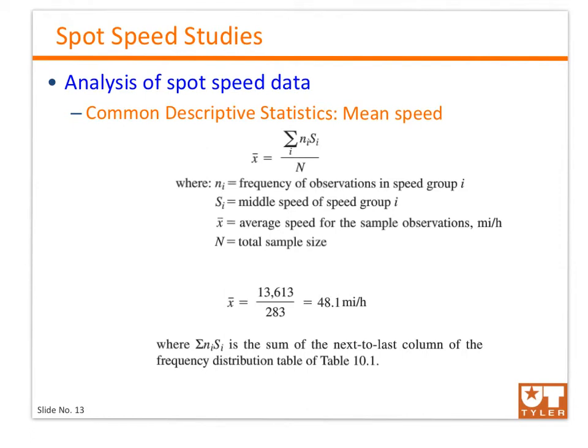cars that were observed. And that's why, if you recall, in the last two columns we got ns and ns squared. So ns we would use for the average speed, and ns squared we're going to be using in the standard deviation in the next slide. So for now, if you go back to the results, you are going to see that the summation of the second column from the right was 13,613, and if you divide this by the number of observed cars, which is 283, we will get an average speed of 48.1 miles per hour.